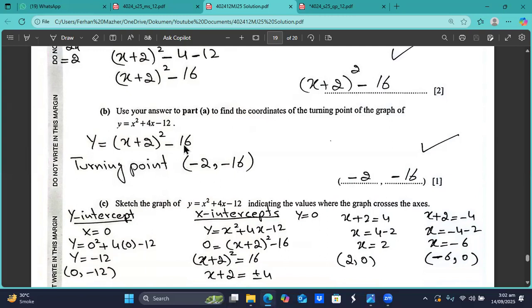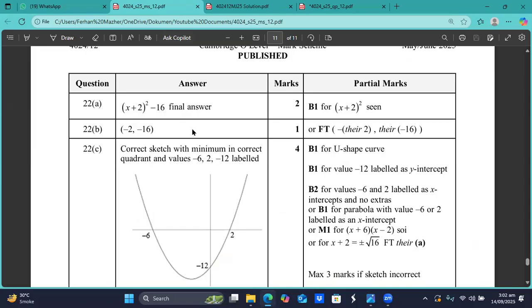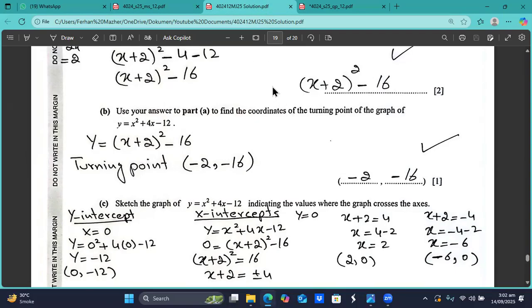This and this. This is the x of the turning point, you have to change the sign. And this is the y of the turning point, you don't have to change the sign. Whatever the sign is, that is the sign. Okay. So minus 2 comma minus 16 is the coordinates of the turning point. So hopefully you understand this.